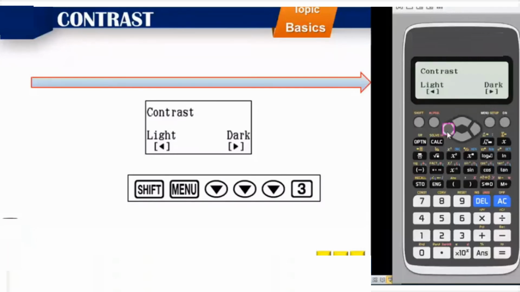But this contrast button will only work in the physical calculator. It will not work on the emulator, because the emulator has the display which is best suited for our eyesight, and it will not change the contrast feature.